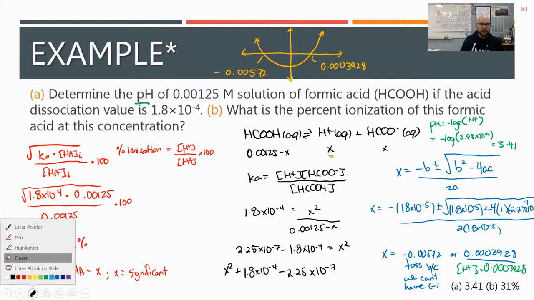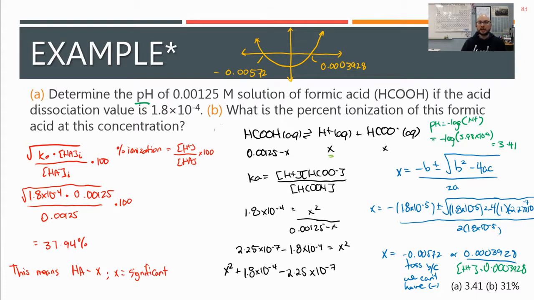In purple, again, because I'm out of space here, I'm going to answer B. So what is the percent ionization of this formic acid at this concentration? So percent ionization is equal to H plus over HA multiplied by 100. This here does not work. This is not a percent ionization equation. That is simply a check because that assumes that the X value is insignificant. We know that it is not.